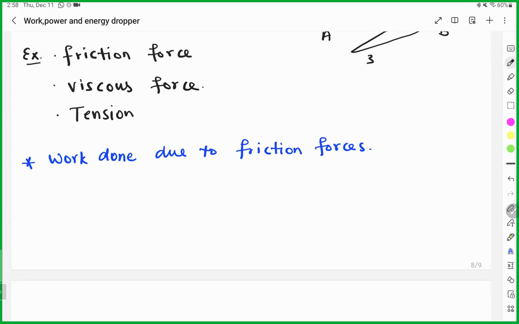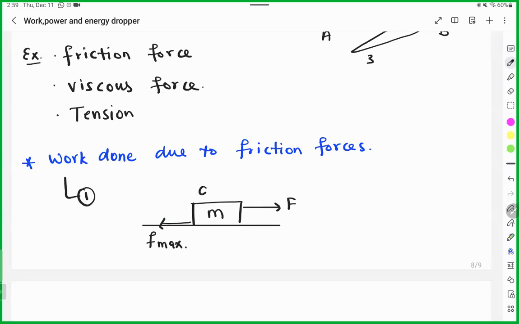Okay, so we have to calculate work done due to the frictional force. So let's take one situation. Example, you have a mass M. You are applying some force F on it, external force F. Then you know definitely there will be frictional force acting in the opposite direction, correct? But displacement is zero. What will be the work done in this case? Work done by frictional force. Parinder? Zero. Because displacement is zero, that's why it is zero.